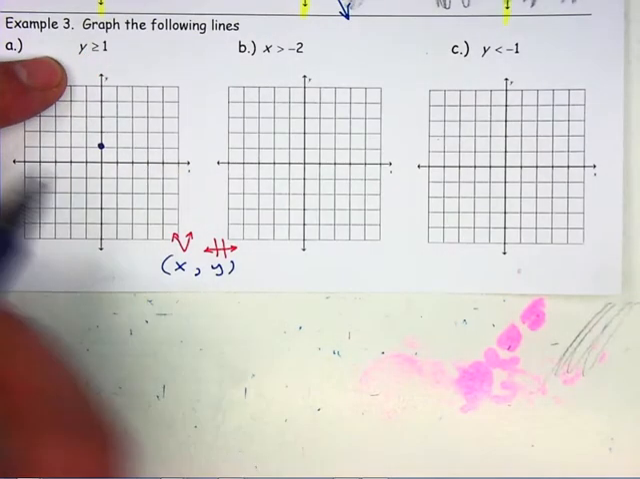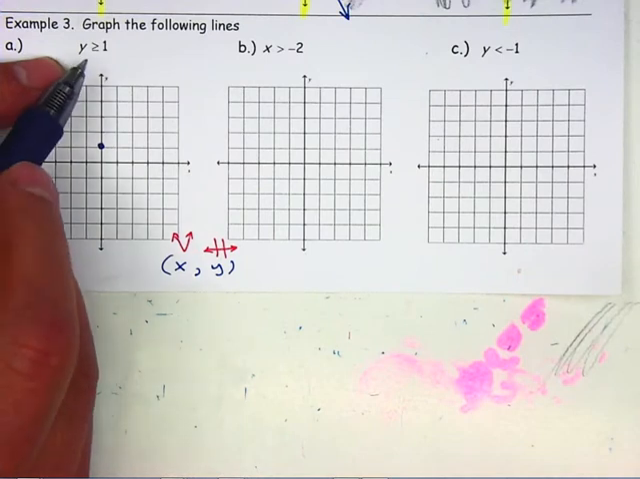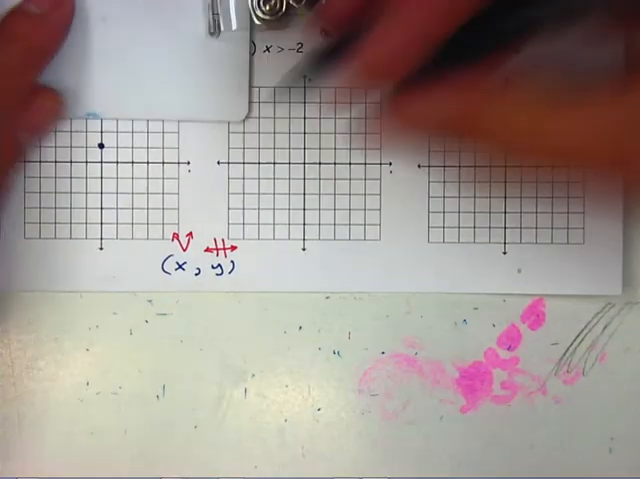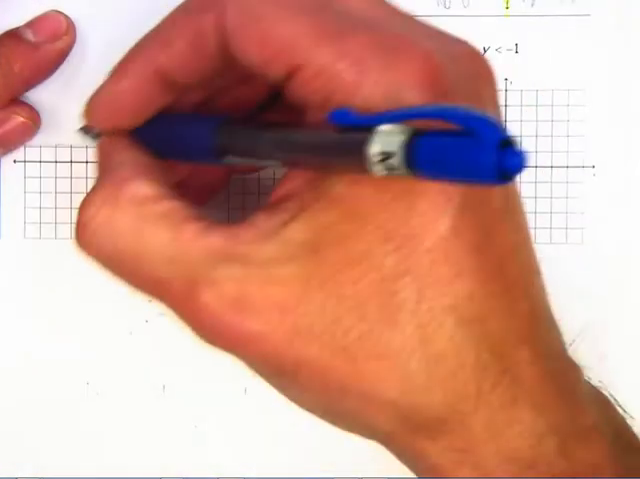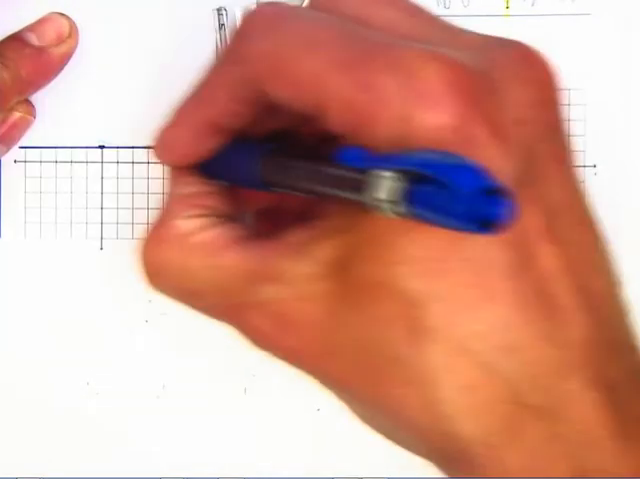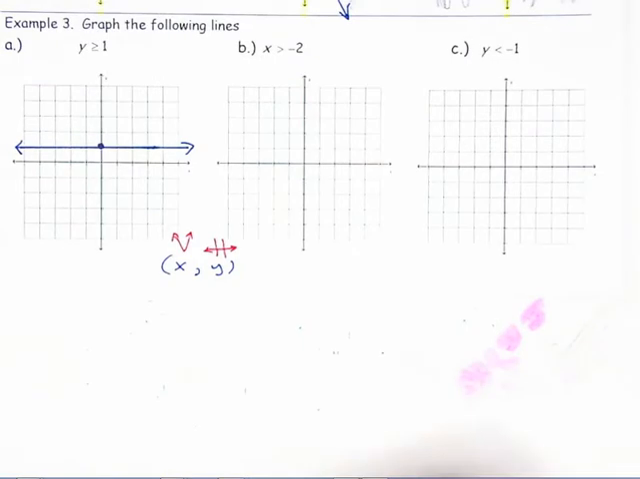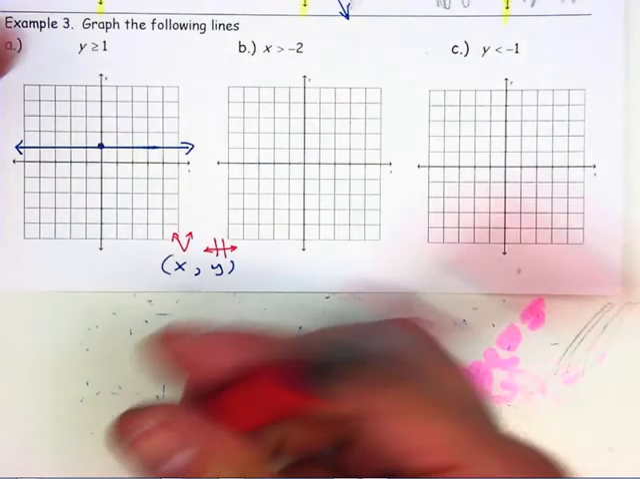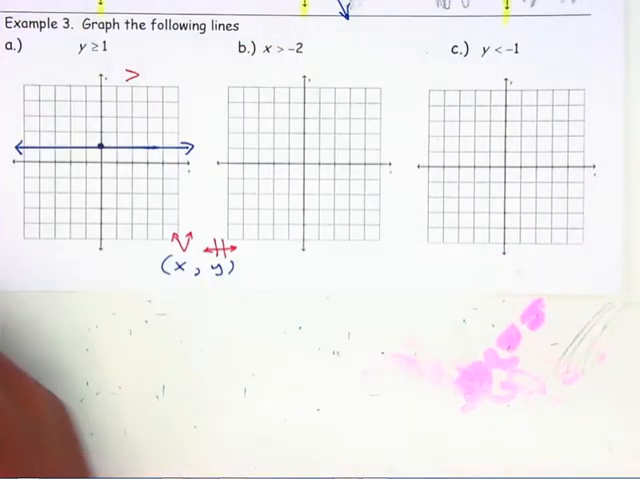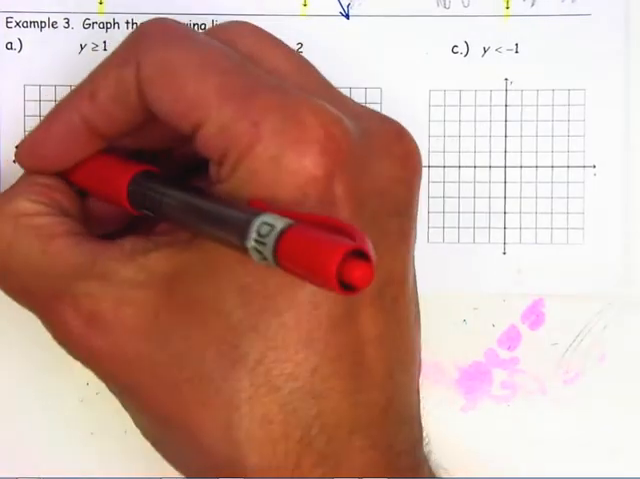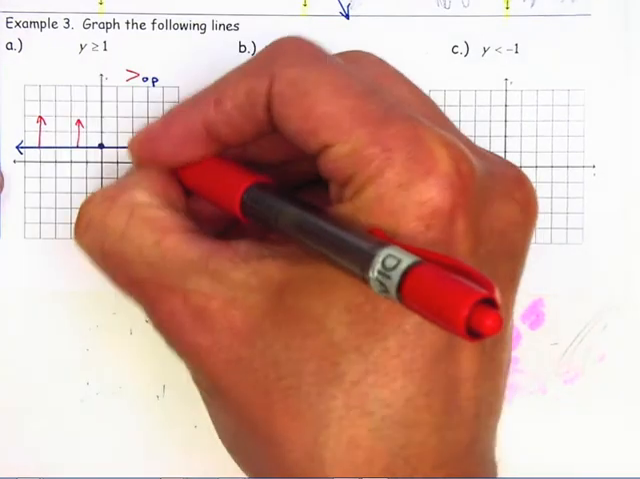The question is, am I going to make a dash or a solid line? There's an equal sign, so therefore it's going to be a solid line. So the line that we're going to draw has to be solid. I need to decide if I'm going to shade the low side or the top side. This is greater than, therefore it's going to be the top. Remember that I need to see at least 3 arrows.